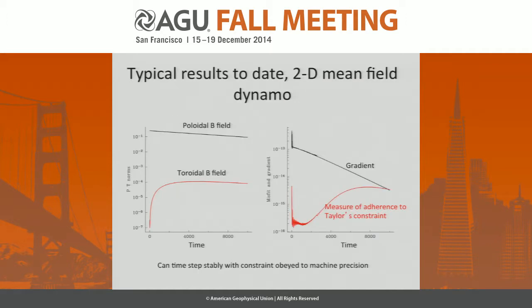And here's a little example. This is a 2D mean field dynamo. These are the energy norms for the poloidal and the toroidal magnetic field. So you're stepping forward in time here. And the only thing that's of importance really here is this measure of adherence to Taylor's constraint. And you'll see that this number, 10 to the minus 15, is something of the order of machine precision. So here we've taken 10,000 time steps with Taylor's constraint obeyed to something like 10 to the minus 15. So that all seems to be working quite nicely.